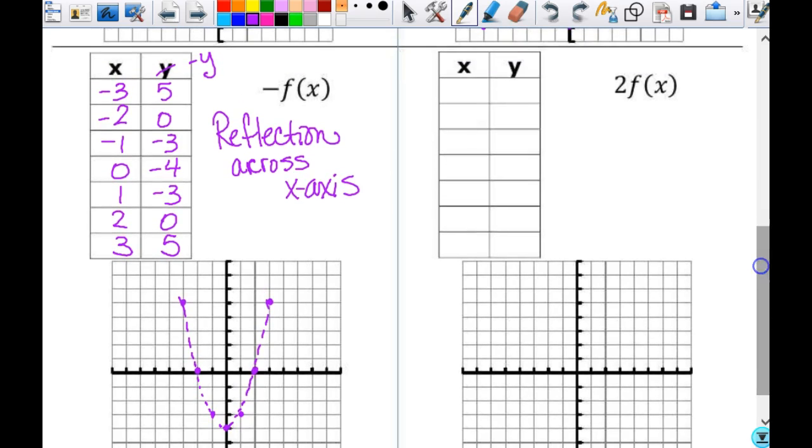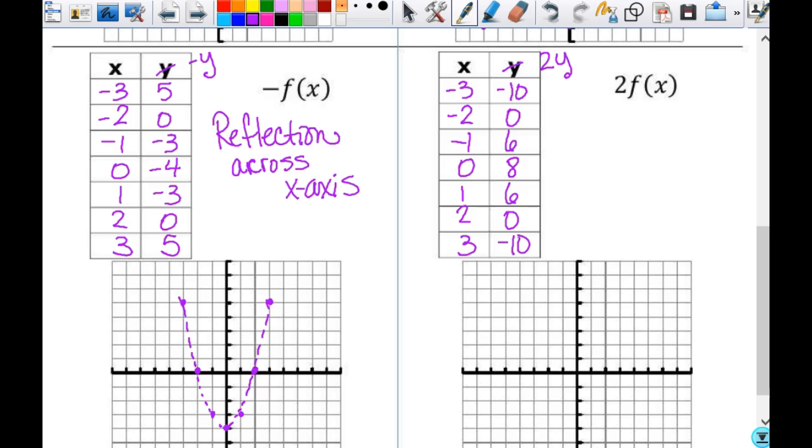So I've got 2 times f of x. So first of all, is this a change in the x or the y? The y. So the x value is the same. So I get negative 3, negative 2, negative 1, 0, 1, 2, and 3 are still there for my x's. So I'm going to change my y. Remember, whatever happens to y, you do what you see. So this says 2 times y, basically. So that's exactly what I do. Y becomes 2 times y. So that's going to give me a negative 10, 0, 6, 8, 6, 0, and negative 10.